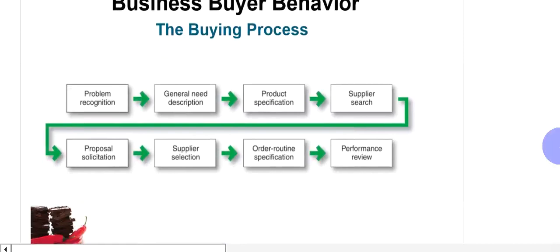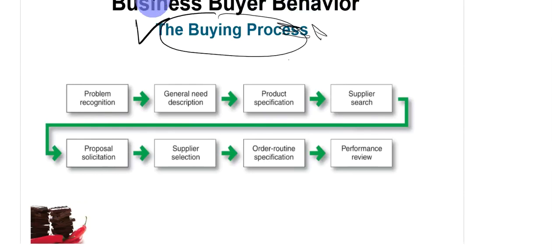So, business buying behavior and the buying process. As we have already discussed all the factors which influence decision making, now we will see the business buying process. In the business buying process, there are eight different steps, and let's discuss all the steps one by one.